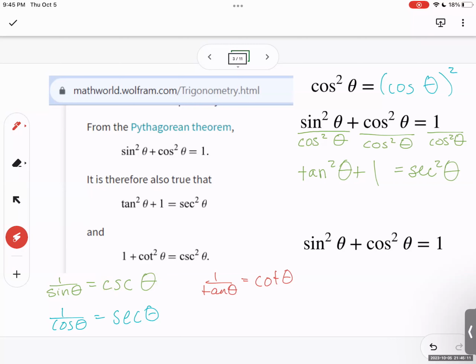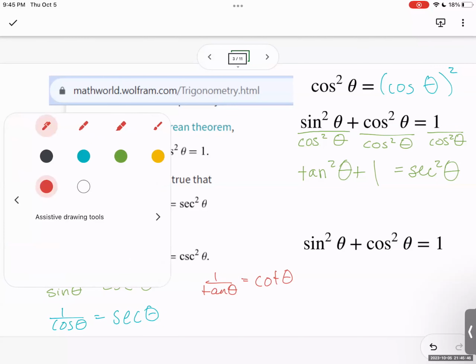So something to note is the cosecant does not go with the cosine. Cosecant goes with sine, secant goes with cosine. So in each pair, there's one co. We have tangent and cotangent, sine and cosecant, cosine and secant. Each pair has one co.